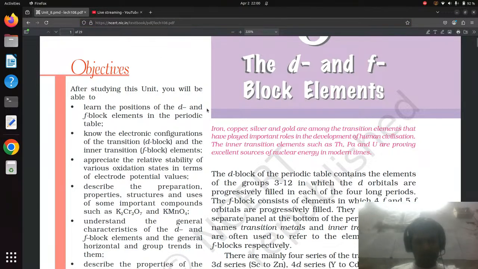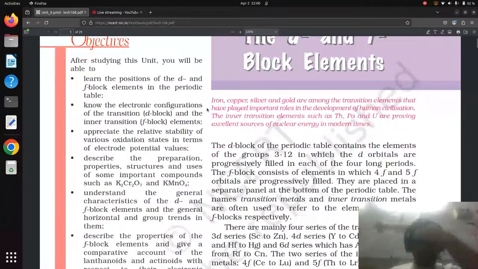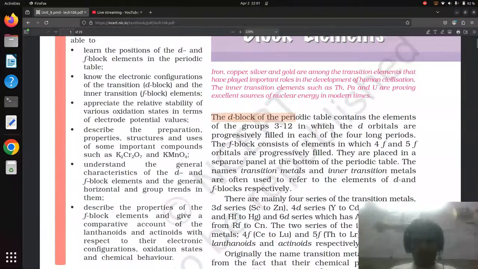So the d-block elements. Iron, copper, silver, and gold are among the traditional elements that have played an important role in the development of human civilization, and the inner transition elements such as thorium and uranium are probably important sources of nuclear energy in modern times. The d block of the periodic table contains the elements of groups 3 to 12, in which the d orbitals are progressively filled in each of the four long periods. The f block consists of elements in which the 4f and 5f orbitals are progressively filled.